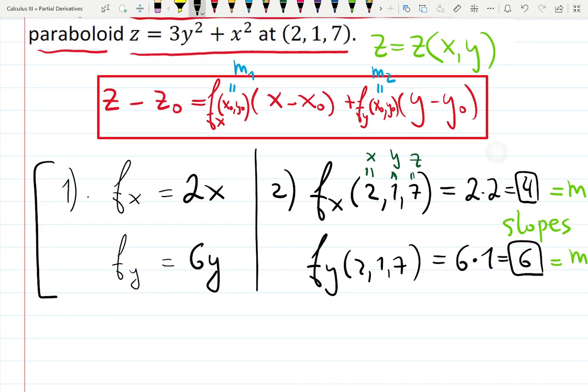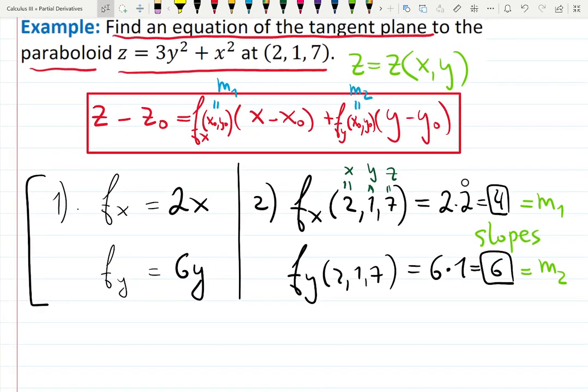Are we done? Do we have everything? Let's check. Remember how I was teaching in calculus 1? I told you, let's check that we have everything. We found the first slope and the second slope. X sub 0 was given, what is that? 2. Y sub 0 was given, what is that? 1. Sometimes z sub 0 is not given.